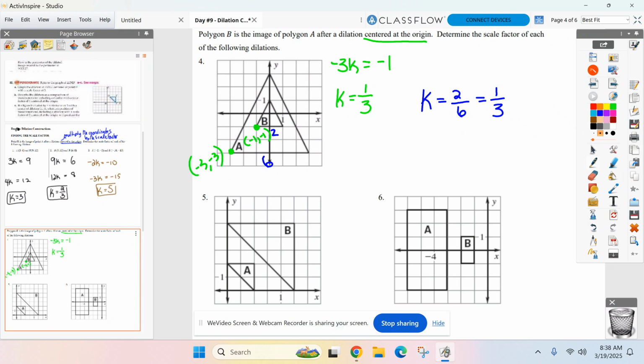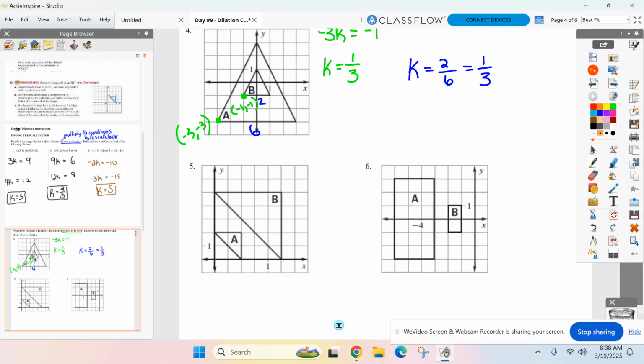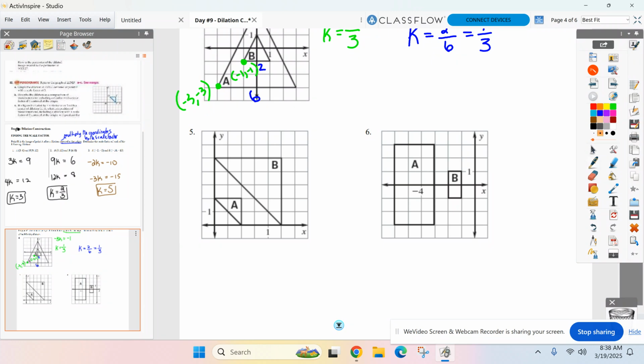Remember, you're going from A to B, A to B. So in your mind, you should say, scale factor is going to be bigger than 1, or it's going to be between 0 and 1. You find it any way you want. I just gave you 2 methods up here.